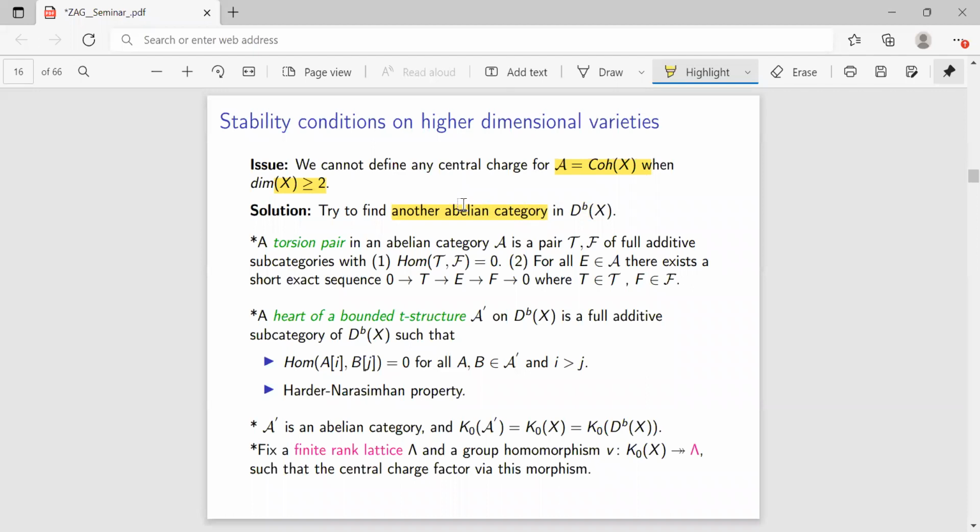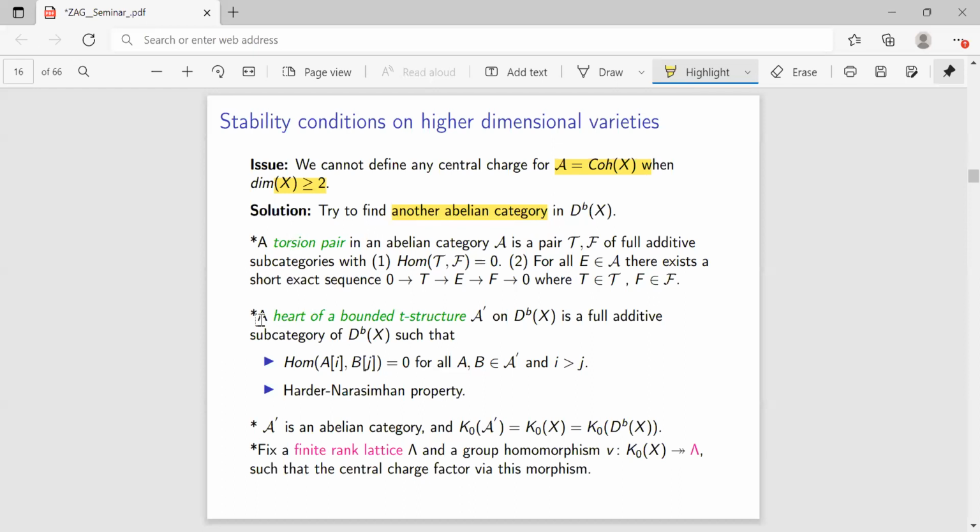And because an abelian category is defined by its torsion pair, we want to use this notion of torsion pair. Let me remind you what the torsion pair was. A torsion pair in an abelian category is a pair T and F of full additive subcategories such that we have these two properties. First of all, there is no Hom from T to F. And second of all, each object E fits into a short exact sequence from T to E to F, for T in T and F in F.